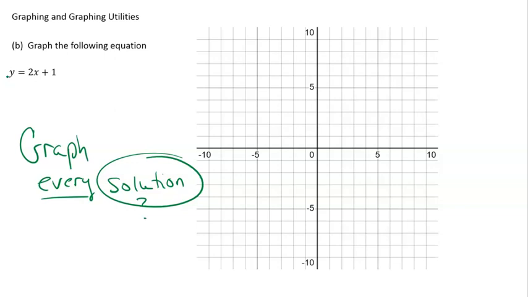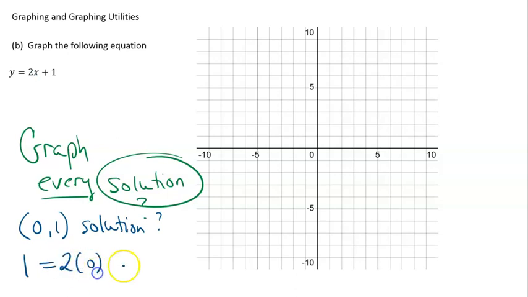So for instance, if I threw out at you, say, 0, 1, is that a solution? How would you find out? Well, you would take 0 and plug it in for x, and then you take 1 and plug it in for y, and just see if it's true. So I'm going to replace the y value with 1. I'm going to replace the x value with 0, and see if this is a true statement.